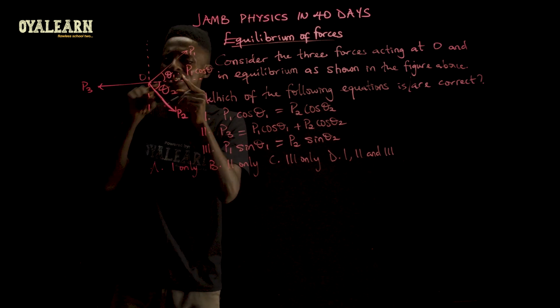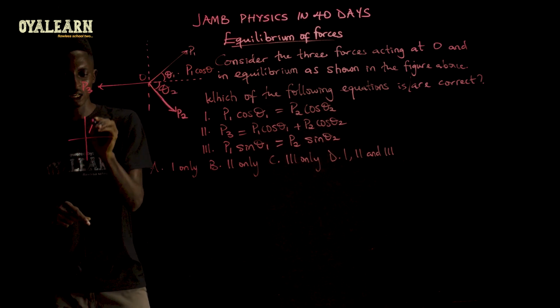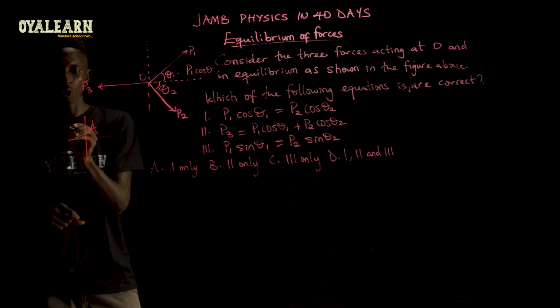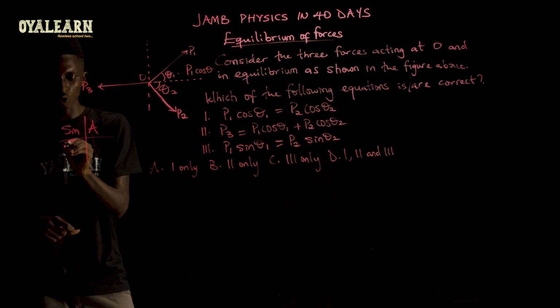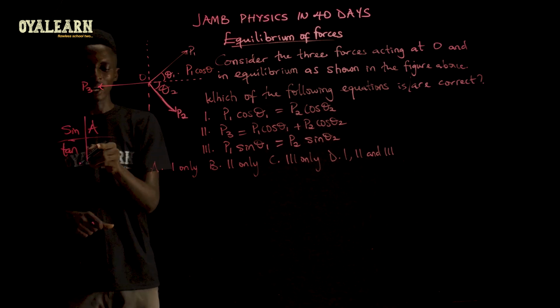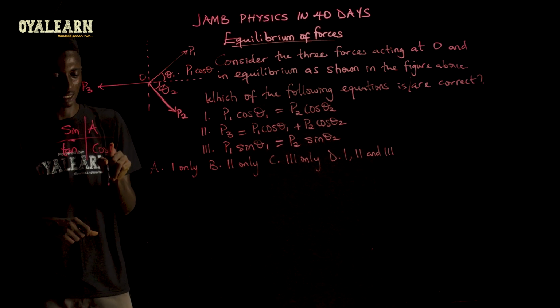Now it is positive because this is in the first quadrant. Remember, in the first quadrant, all is positive. In the second quadrant, only sine is positive. In the third quadrant, only tan is positive. And in the fourth quadrant, only cosine is positive.